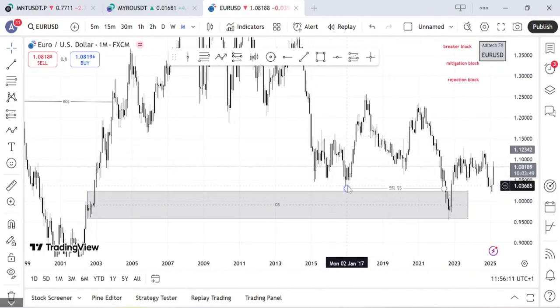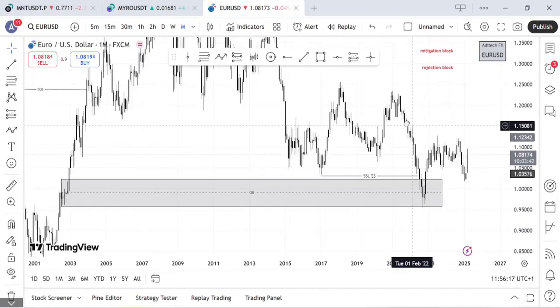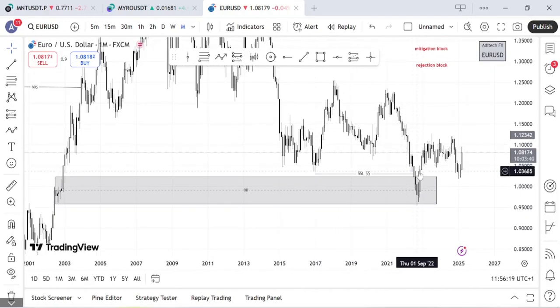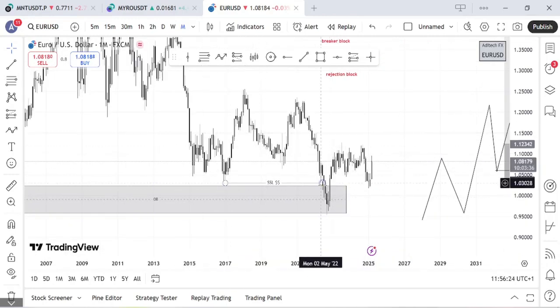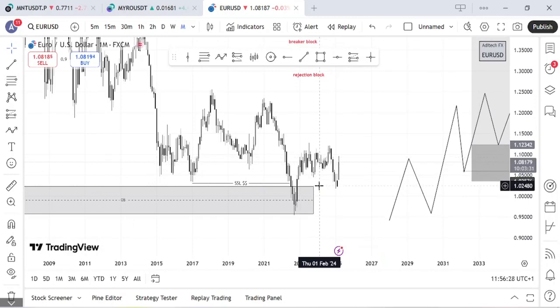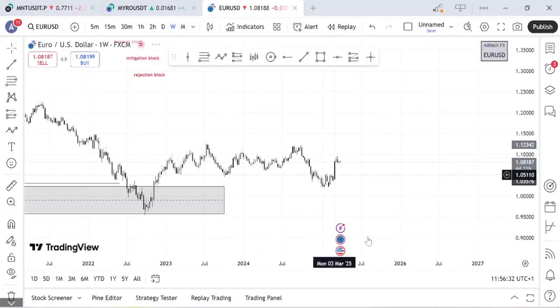Most traders will be looking to buy right here. Now price moved up. This is on the monthly time frame, right? And price initially swept the liquidity, tapped into this order block. Now we want to look for confirmation. Now what are we looking for? We are looking for buying opportunities. So going to the weekly time frame.